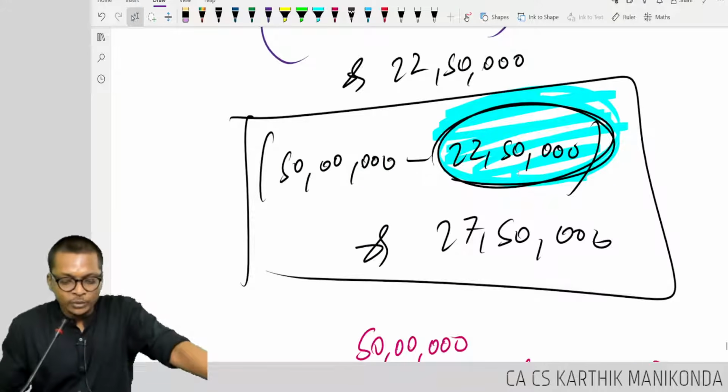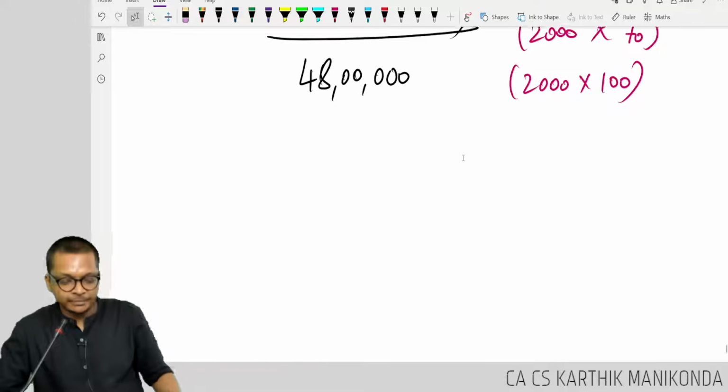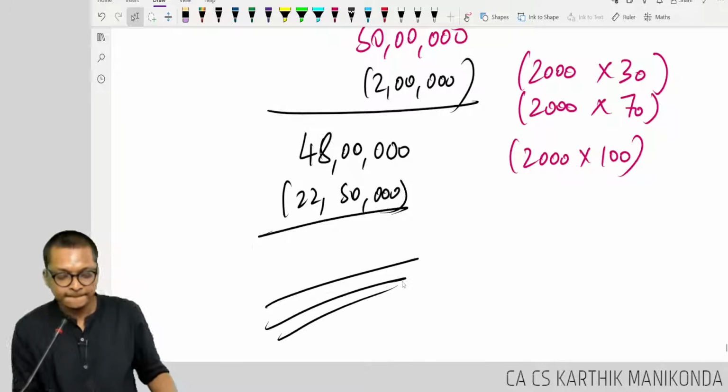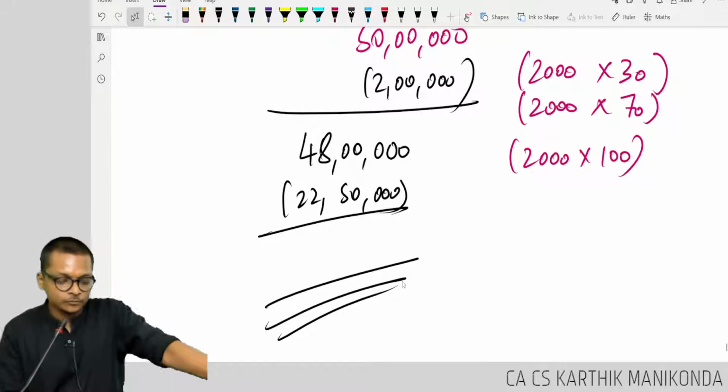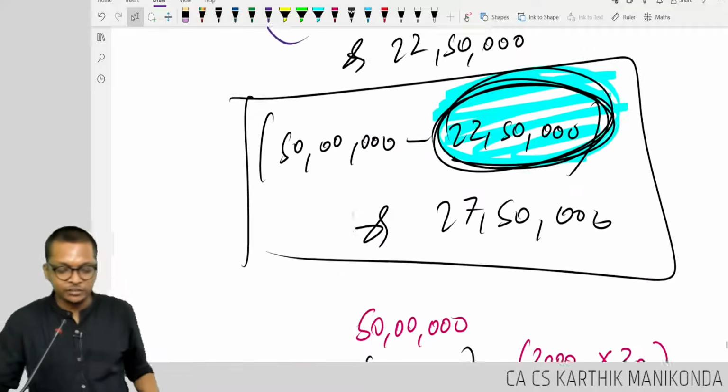I will repay only 48 lakhs. What is the amount of new equity issue? 22 lakhs 50 in the previous sum. So from this I will minus 22 lakhs 50,000. How much is CRR? 50,000. Let me explain again for the small confusion which came.